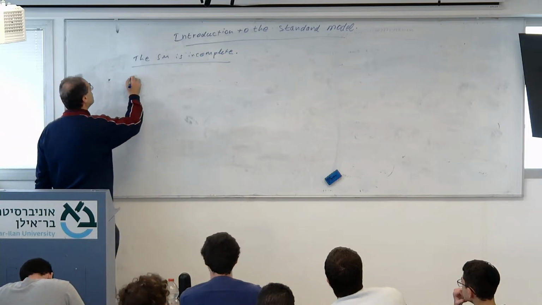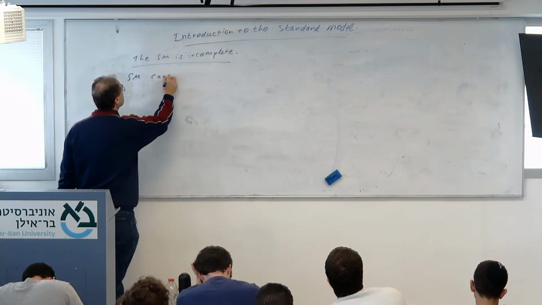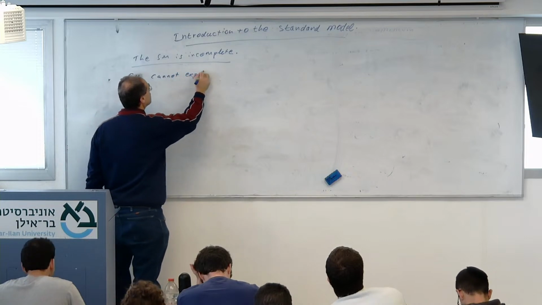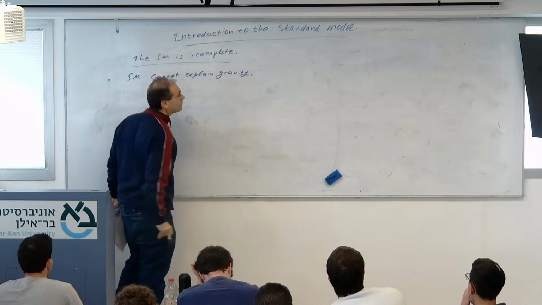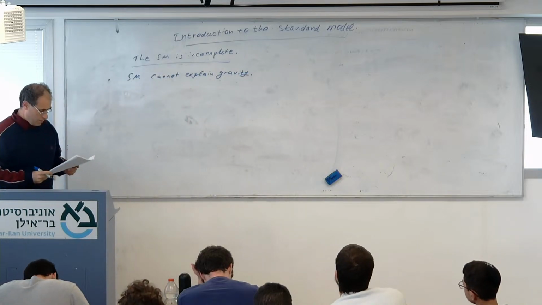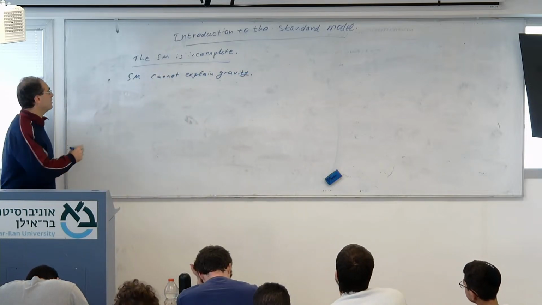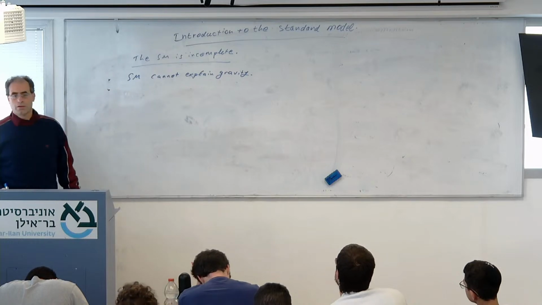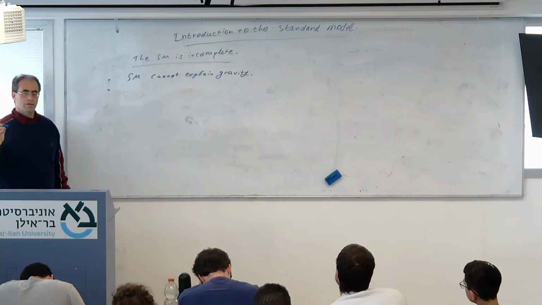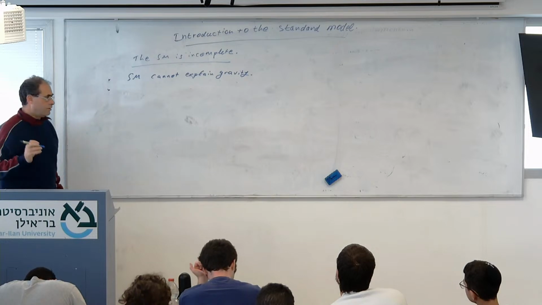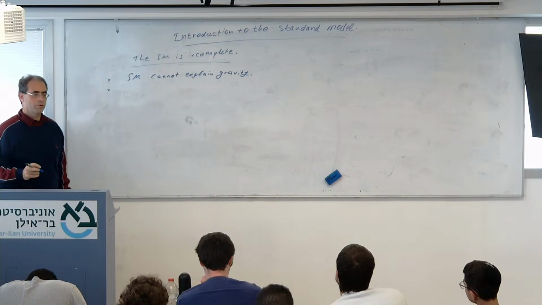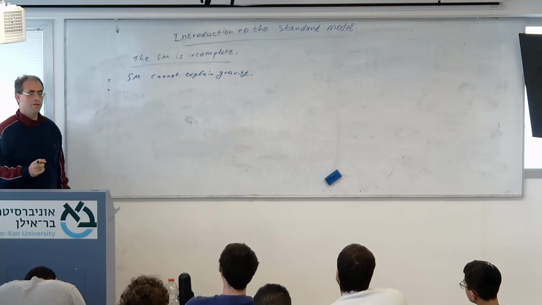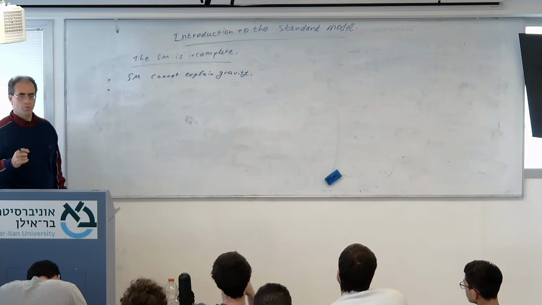So, SM cannot explain gravity. Another thing that you learn: there is evidence that most of the universe is composed of matter and energy that we do not know about. There is this thing that is called dark matter. What is dark matter?